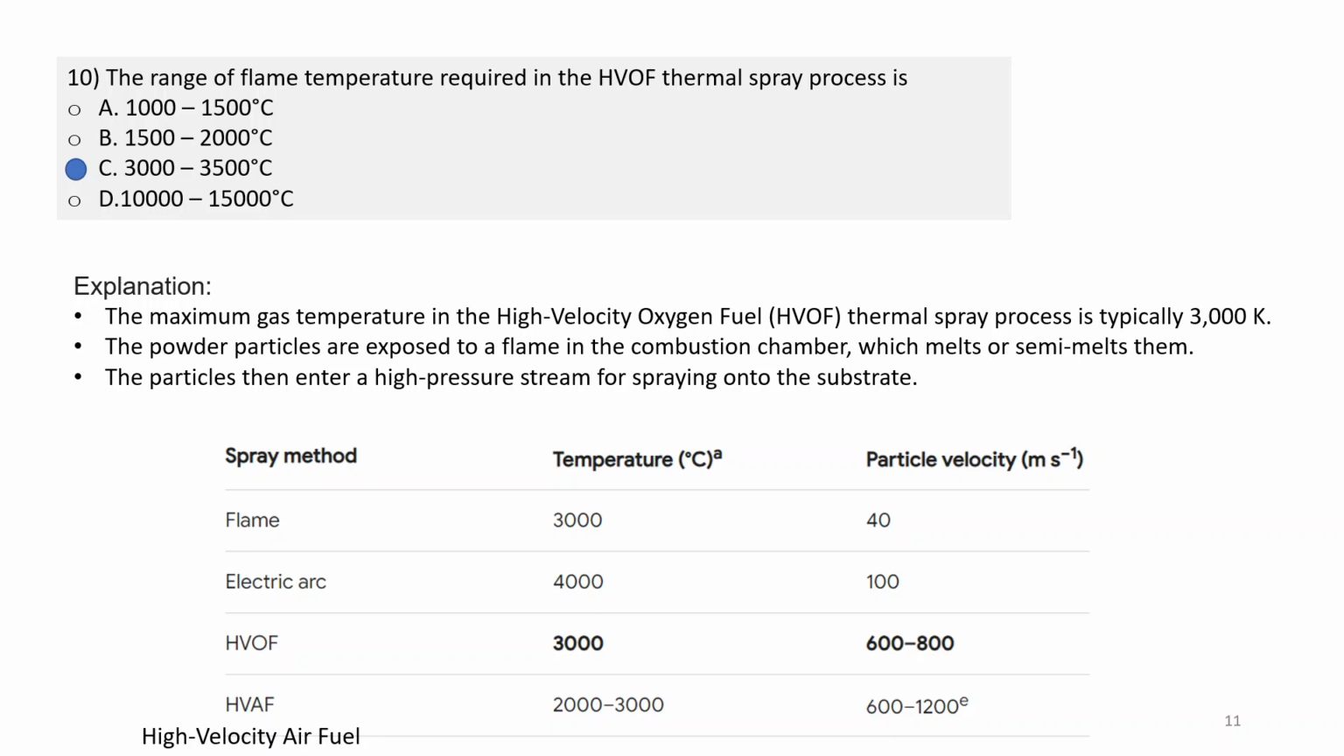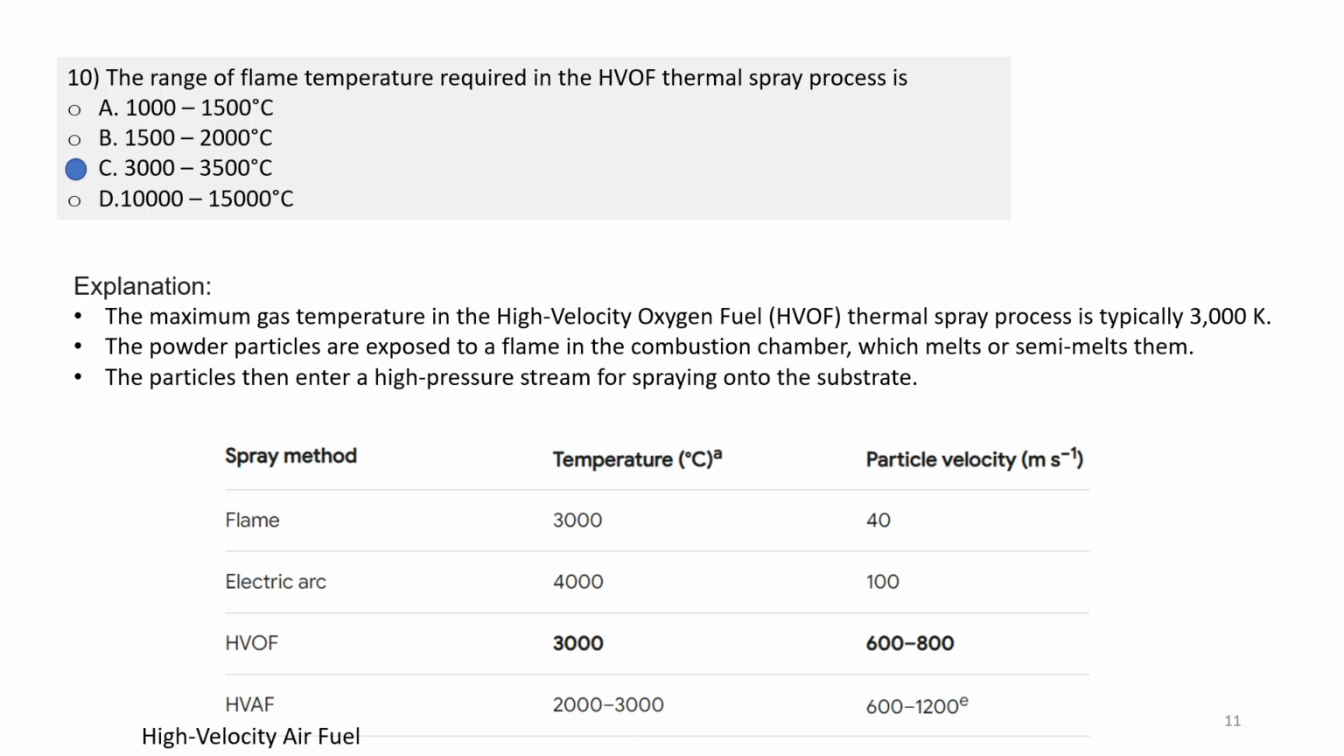The maximum gas temperature in the high velocity oxygen fuel thermal spray process is typically 3000 Kelvin, and the powder particles are exposed to a flame in the combustion chamber, which melts or semi-melts them. The particles then enter a high pressure stream for spraying onto the substrate.